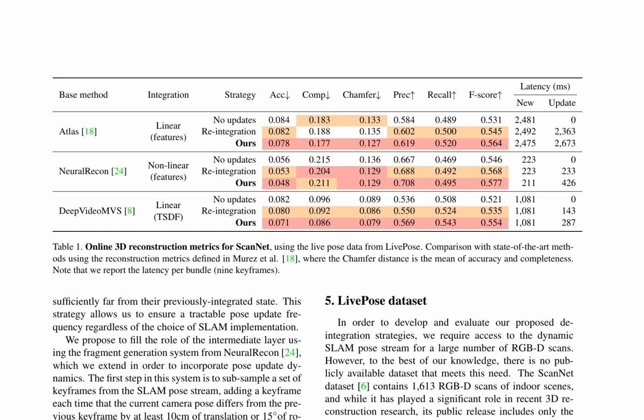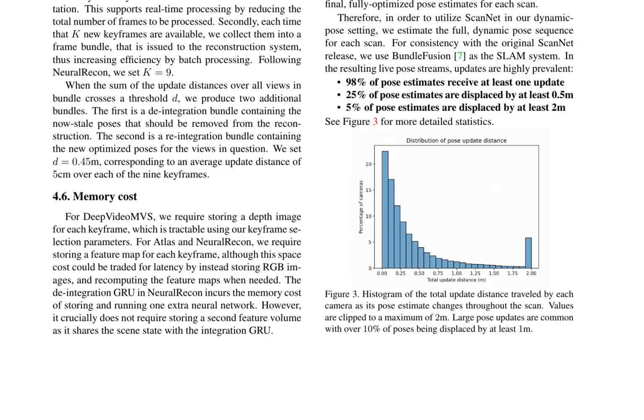To efficiently handle pose updates, the authors introduce an integration strategy. When the sum of update distances over all views in a bundle exceeds a threshold of 0.45 meters, corresponding to an average update distance of 5 cm per keyframe, a de-integration bundle containing stale poses is generated for removal from the reconstruction. Simultaneously, a reintegration bundle containing new optimized poses is produced.